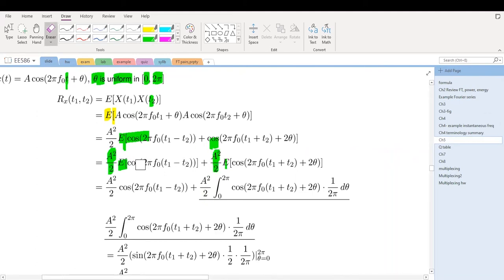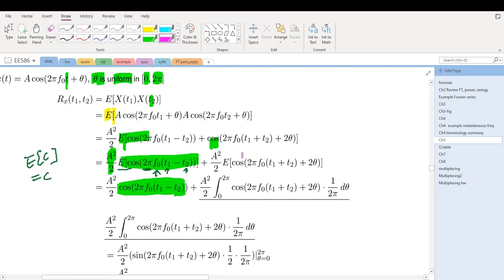If we look at the term cosine 2 pi f0 (t1 minus t2), there are no random variables involved. t1 and t2 are given, and f0 is given, so it is a constant. Therefore we use the property that the expectation of a constant C equals C. So the expectation of this term equals the cosine term itself. Now let's look at the other term, where t1 and t2 are constants because they are given.